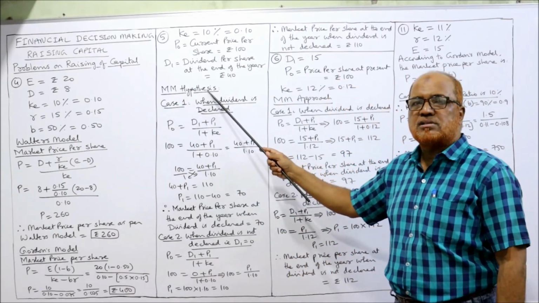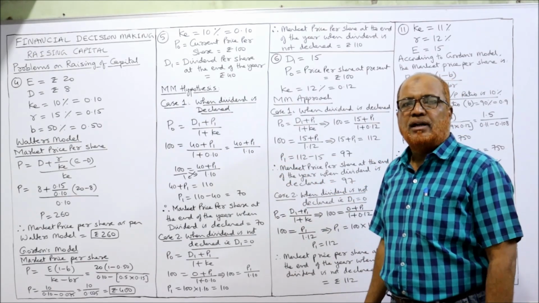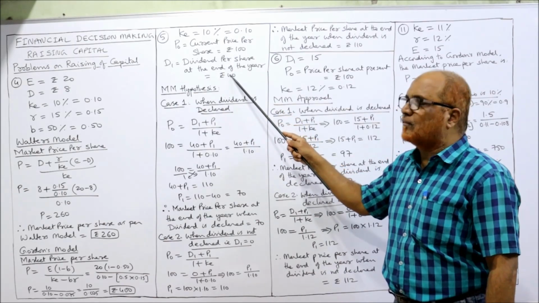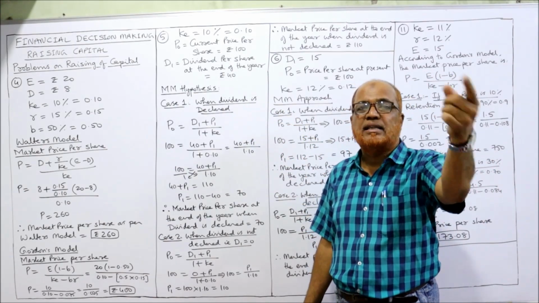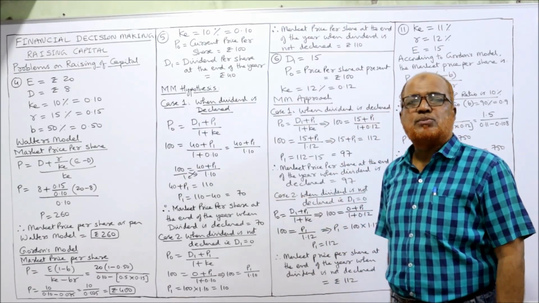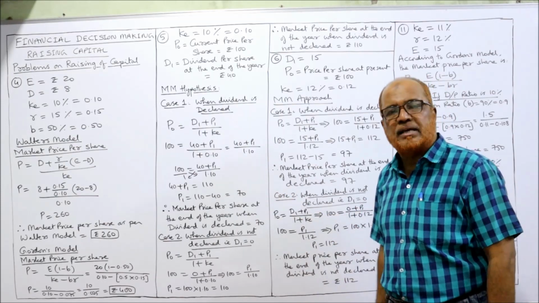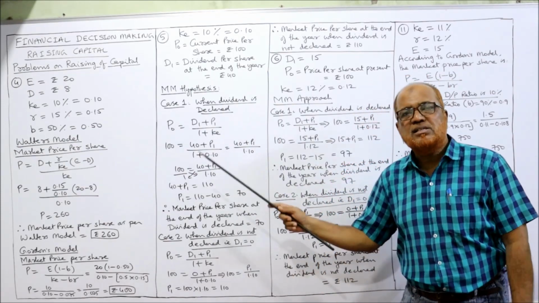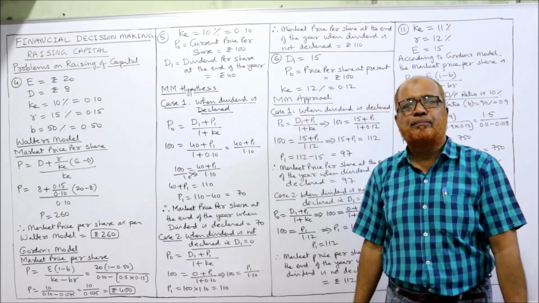Now, case 1, when dividend is declared. Dividend how much? 40 rupees at the end of the year. If dividend is declared, what would be the market price at the end of the year? The formula is P0 = (D1 + P1) / (1 + Ke). This is the formula which is used to find out the market price at the end of the year according to the Modigliani and Miller approach.